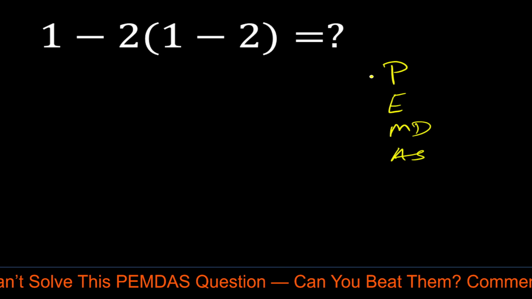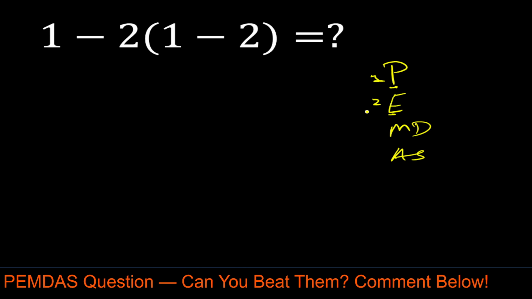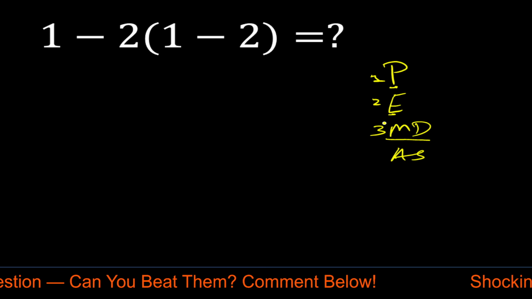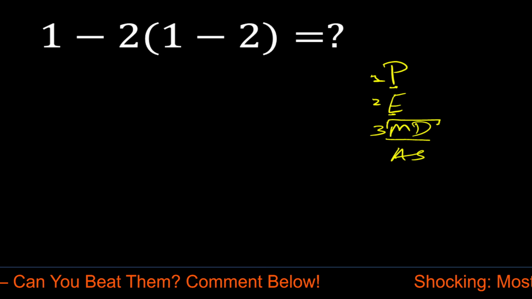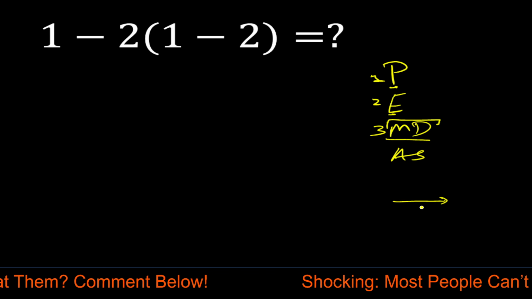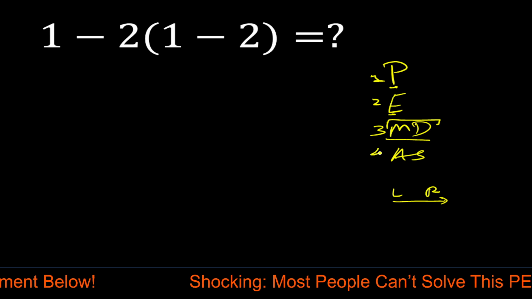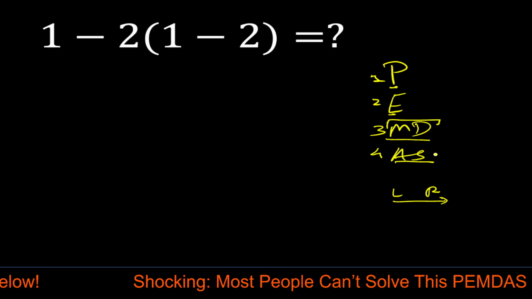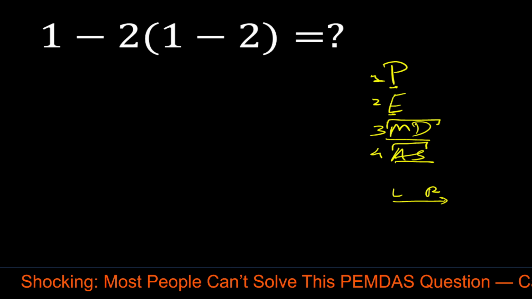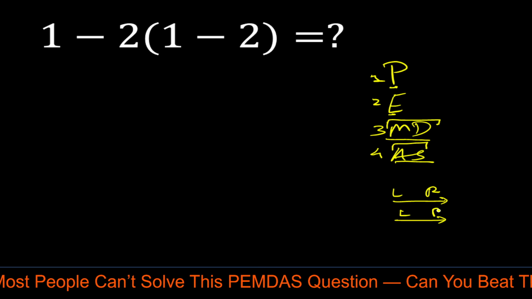According to the PEMDAS rule, first priority is parentheses, then second priority is exponents, then third priority is multiplication and division. Here multiplication and division both have equal priority, so we have to solve it from left to right. Then fourth and last priority is addition and subtraction. Also addition and subtraction both have equal priority, so we have to solve it from left to right.